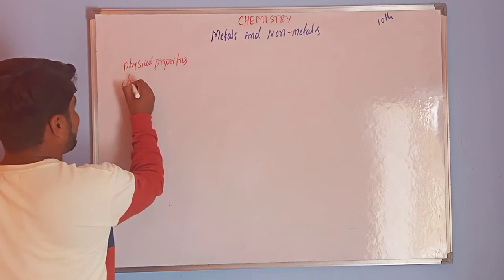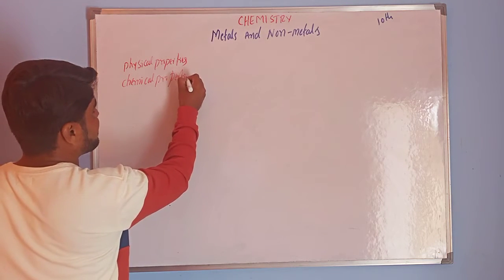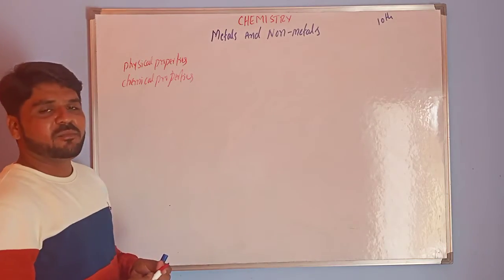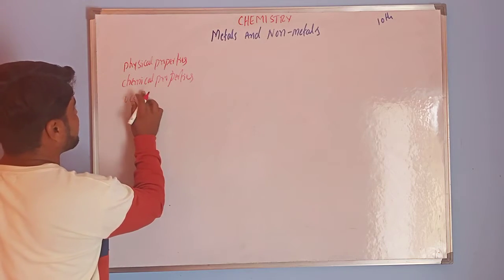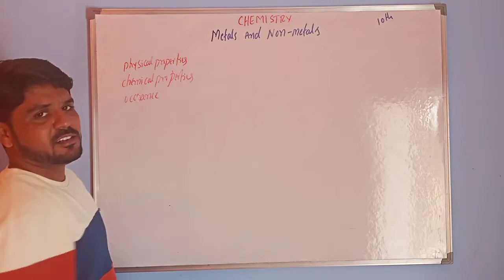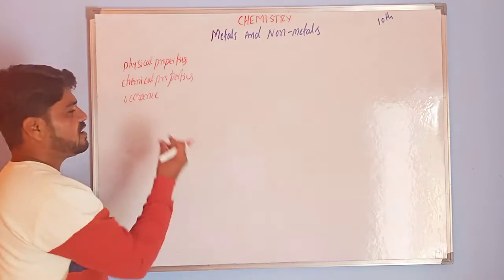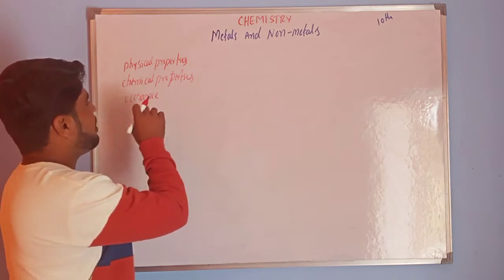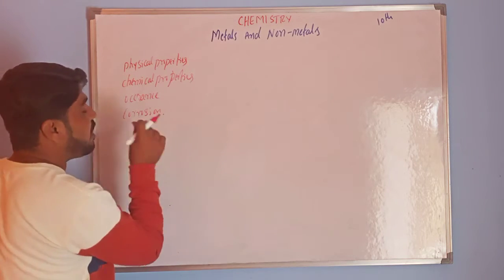Next is chemical properties. Physical properties and chemical properties of metals and non-metals, we have to learn. Next is occurrence. Occurrence of metals, or the place where you get the metals and non-metals, and extraction of metals. This is what we study under occurrence. Next is corrosion, and how to control corrosion.